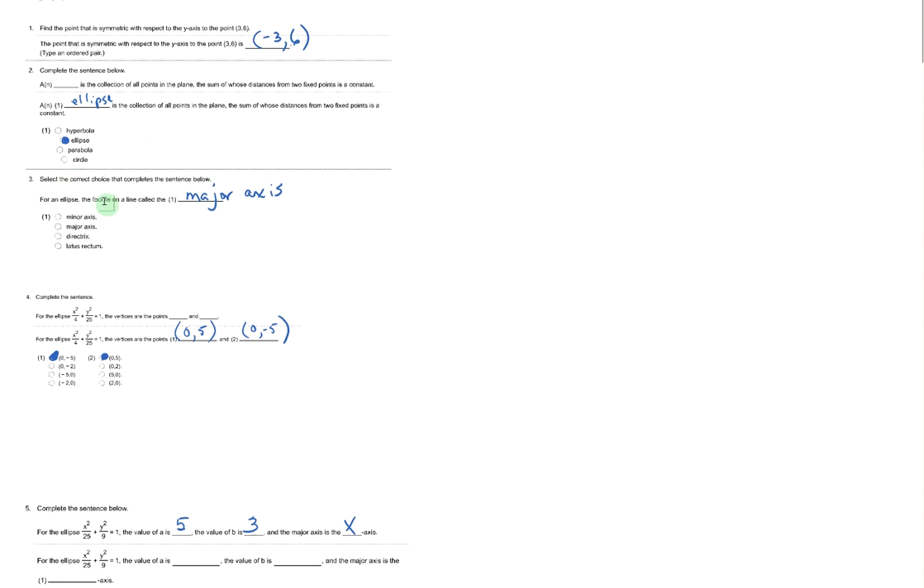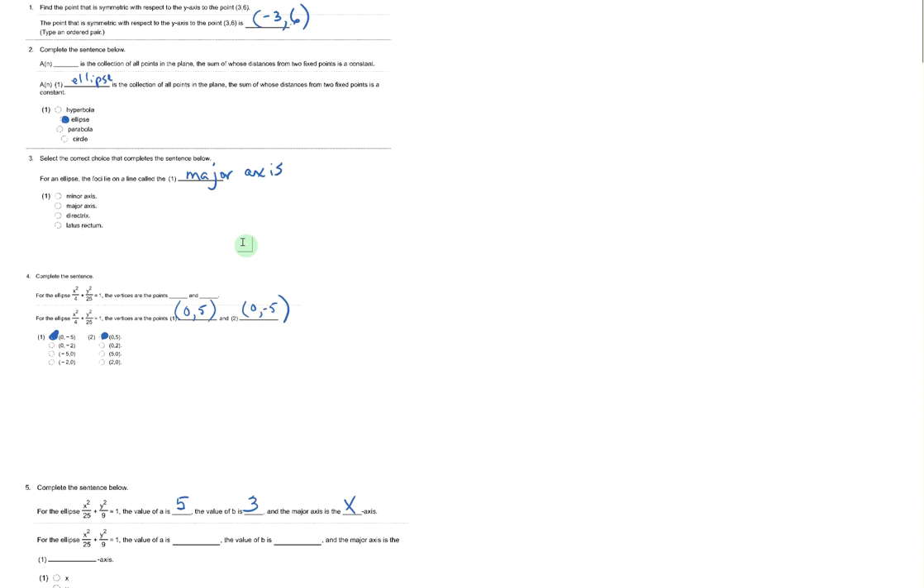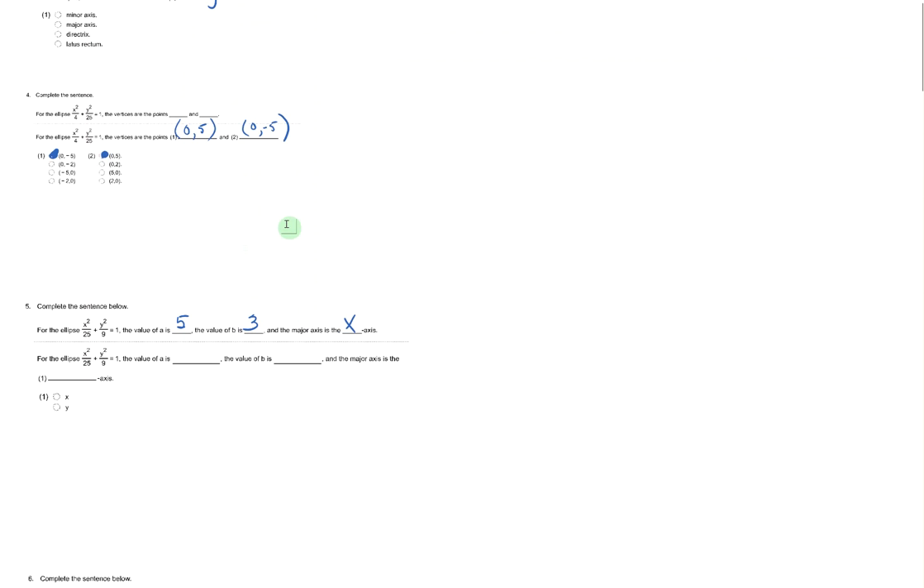For an ellipse, the foci lie on a line called the major axis. So remember, the foci are going to be with the major axis. For the ellipse x squared over 4 plus y squared over 25, the vertices are the points. And remember, the bigger number is under y, so we're going to have the vertices be 0, square root of 25 is 5, so 0, 5, and 0, -5.